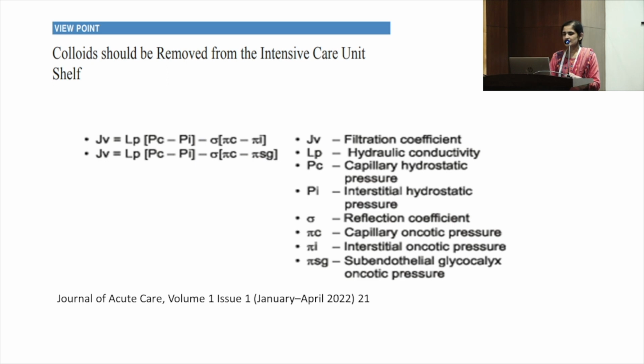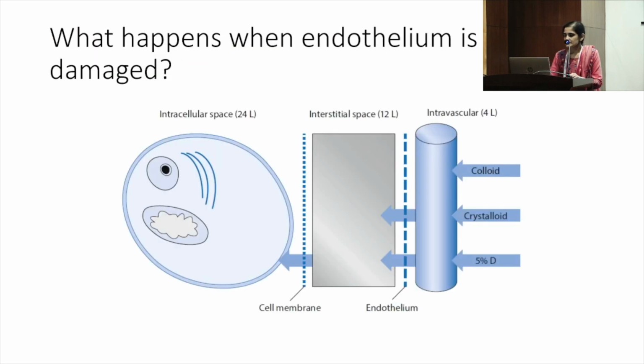There is a modification of Starling's equation, the modified Starling equation, which tells you that there is a problem in the endothelium. When there is endothelial dysfunction, the glycocalyx is damaged. As a result, your crystalloids and colloids are going to behave similarly. So keep it in mind. This is what happens when the endothelium is damaged, and colloid is also going to enter the interstitial space.